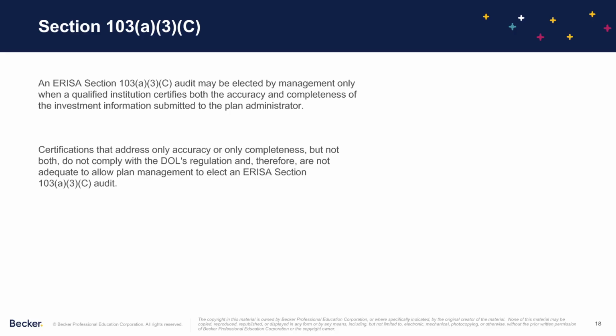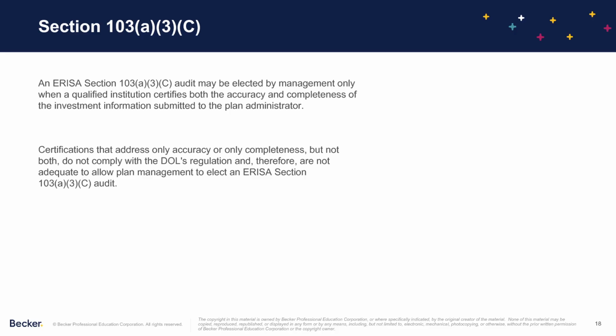So that's going to be one of the key elements here, is that we have to have a qualified institution, and they have to certify not only the accuracy, but the completeness of the investment information. Certifications that only address accuracy or only address completeness, but not both, are not going to comply with the regulations and therefore are not allowing us as auditors to have that audit done. Management would not be able to elect an ERISA Section 103(a)(3)(C) audit in that scenario.